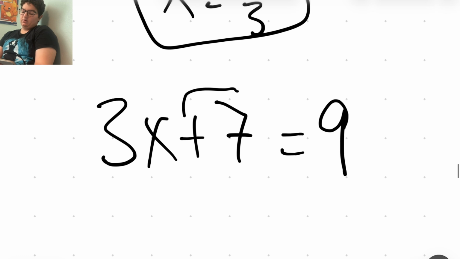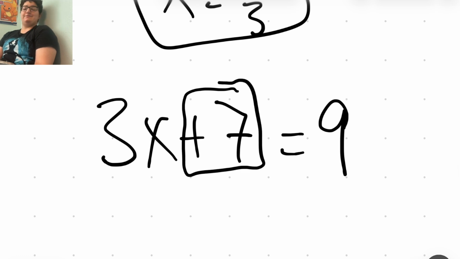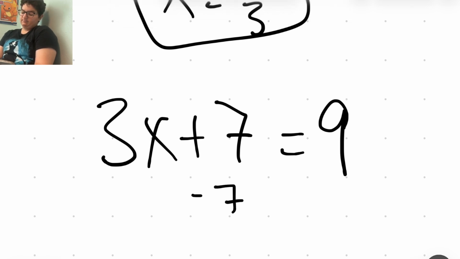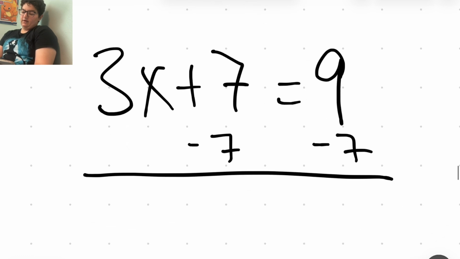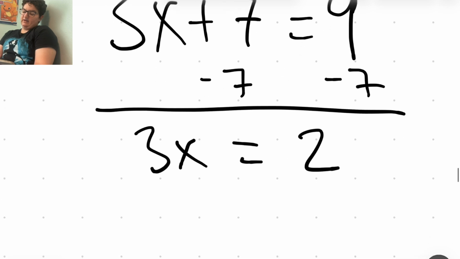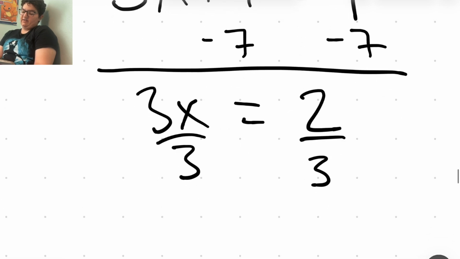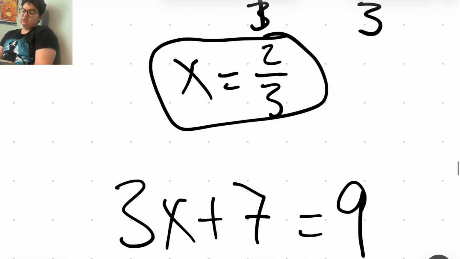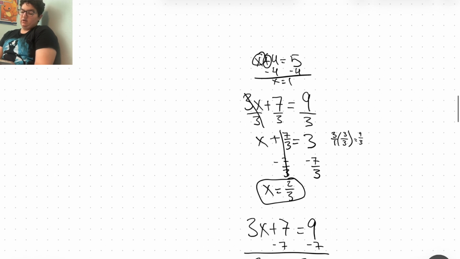But here, this plus 7 doesn't have a care in the world. It's not attached to anything. We can easily subtract 7 from both sides. And then we get 3x equals 2. And then we divide by 3, and we arrive at the same answer. So it's still true in this case that x is 2/3, but one way was a lot harder than the other way.